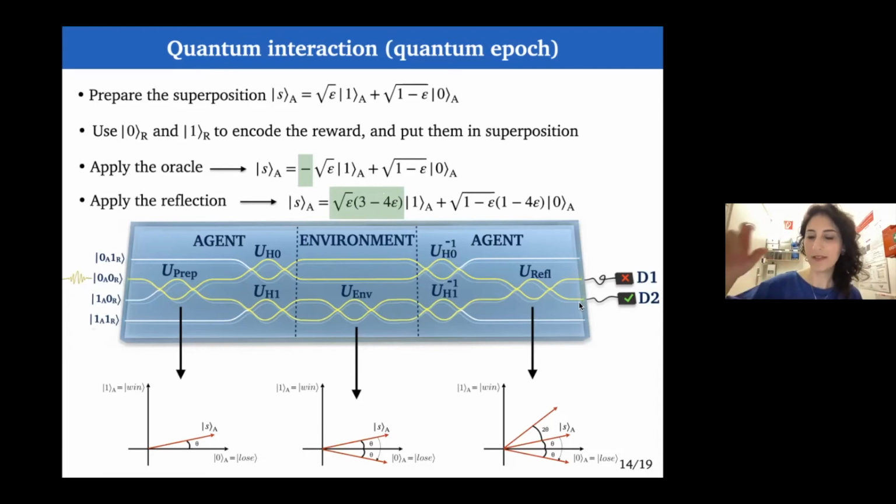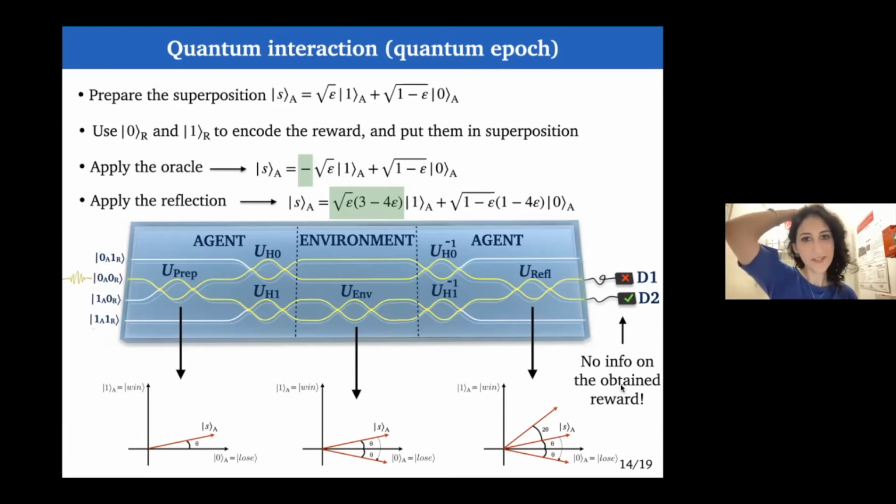All right, so at the end of the chip, the photons are coupled into single mode fibers and sent to single photon detectors, D1 and D2. Now the agent can make a measurement and see where the photon is. It destroys the superposition, and it will find the photon in D1, which corresponds to the lose state, with this probability, and the photon in D2 with this other probability. But the agent does not know what the states 0 and 1 of the action correspond to.